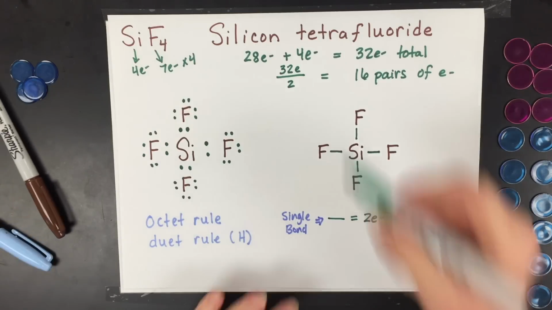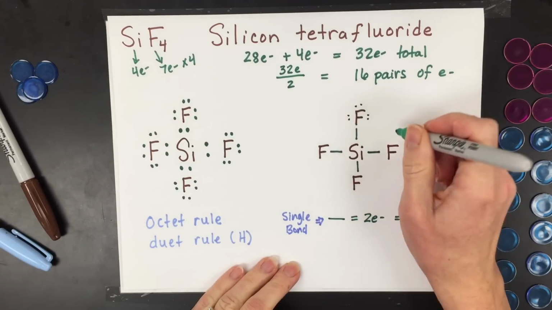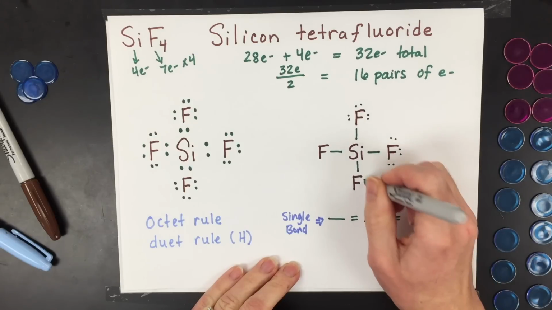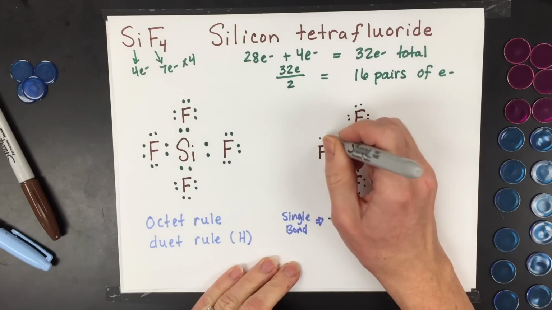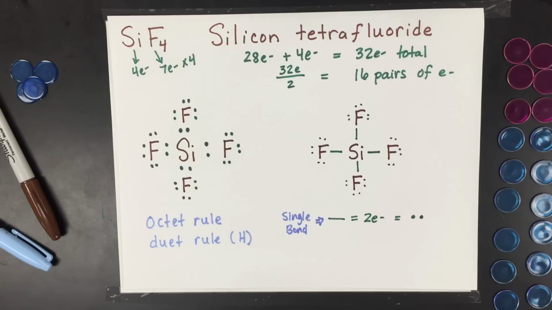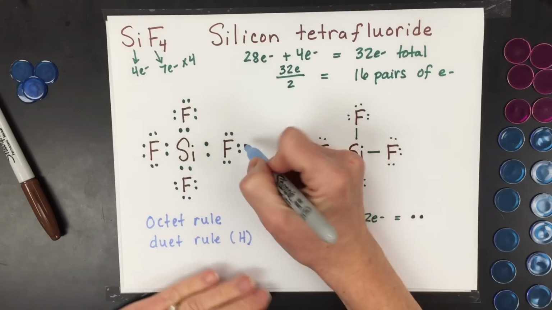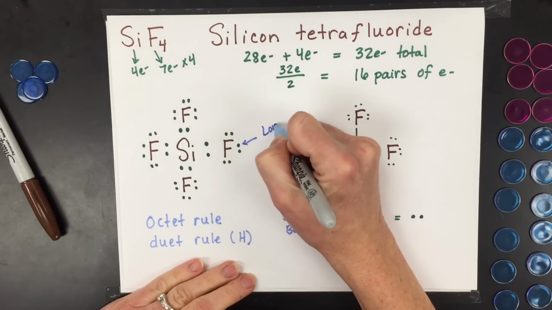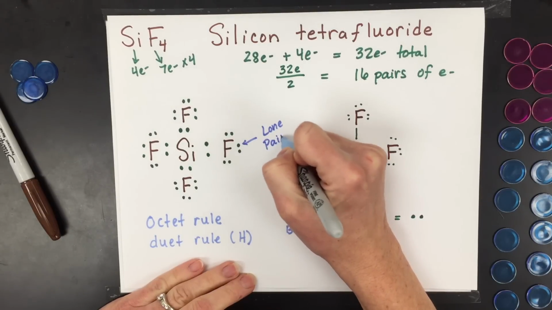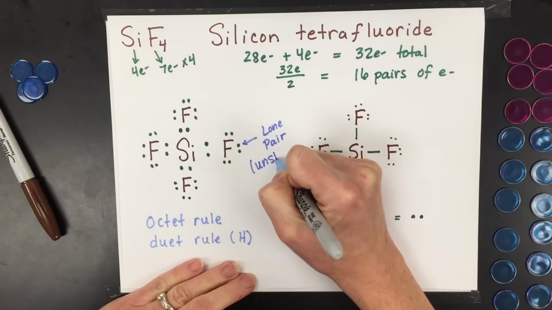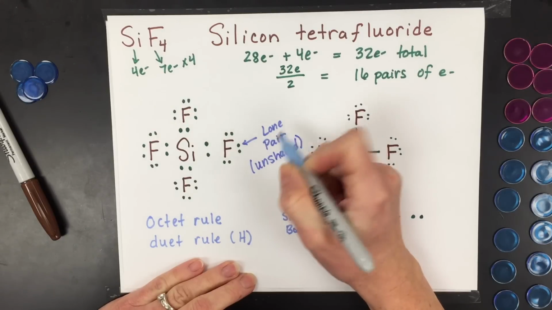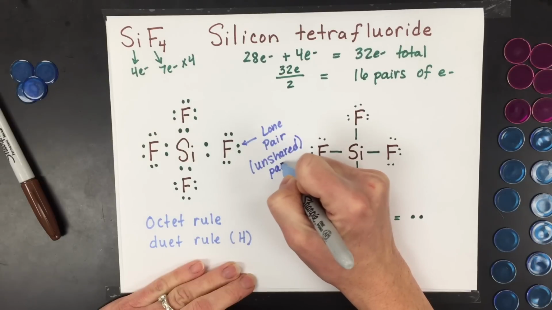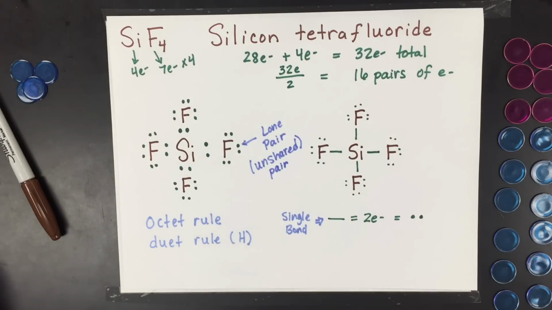The other thing you would do is still just place the lone pairs as dots around them, and so these dots that I'm placing currently right now are called lone pair or unshared pair. So if you just keep them separate, again, these outside ones are called lone pair, or some people will call them an unshared pair, or sometimes they'll even say they're unbonded. So that's the correct dot structure for silicon tetrafluoride.